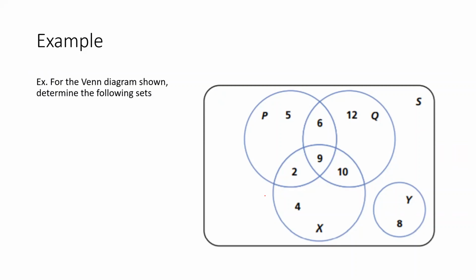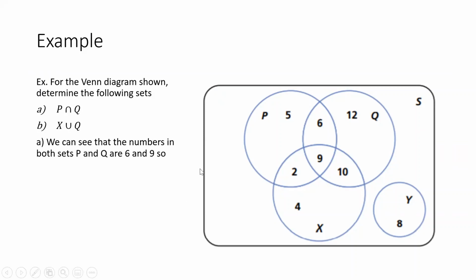So for the Venn diagram that's shown here, we need to determine the following sets. So let's find P intersection Q, and the union of X and Q. Let's start with the first one. I'm going a little too fast, sorry. So let's start with the intersection of P and Q. What are the elements that are both in P and in Q?